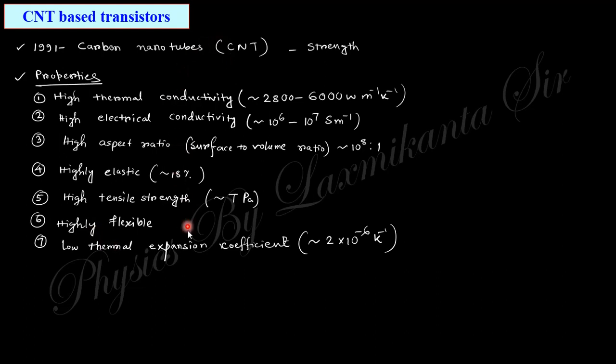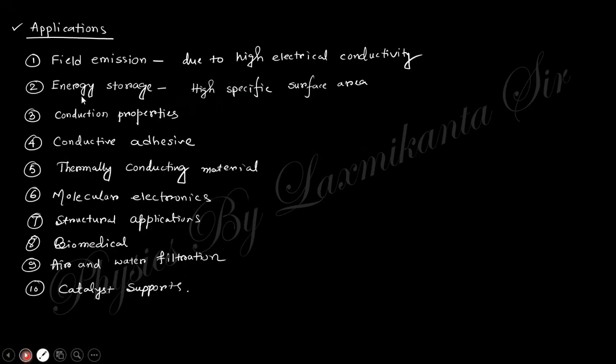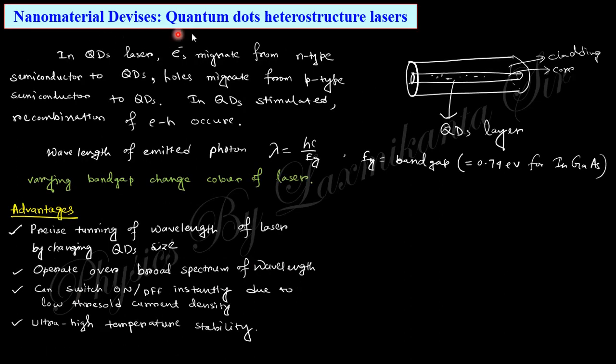So these properties of CNT are used in various applications like field emission due to high electrical conductivity, energy storage, high specific surface area, conduction property, conductive adhesive, thermal conductive material, molecular electronics, structural application, biomedical, air and water filtration, and catalytic support. So these are the applications of the CNT. Next is the nanomaterial devices, that is the quantum dot heterostructure laser.